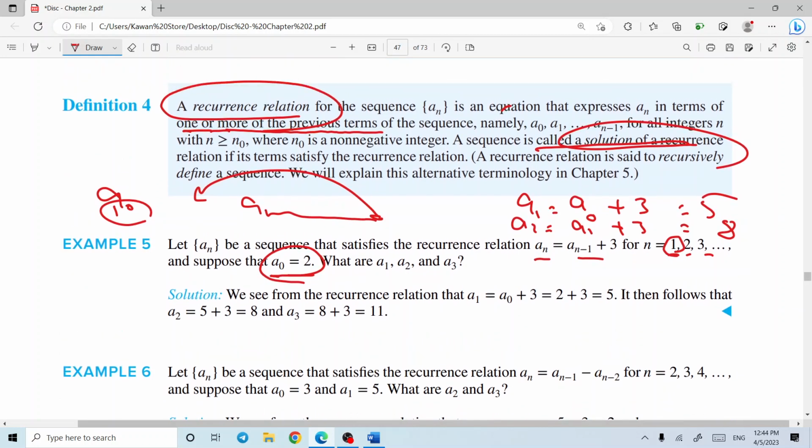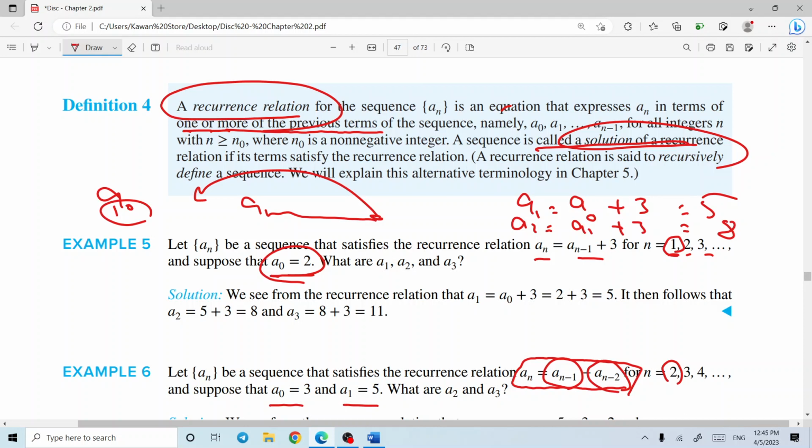Sometimes we have two terms that it depends on. What do you mean? Look at this example. We have A_n equal to A_(n-1) minus A_(n-2), and n starts from 2. So I should have at least 2 values, right? Because I'm starting with A0 and A1, then I start with A2. That's why you can see from here you have A0 and A1. Am I right?